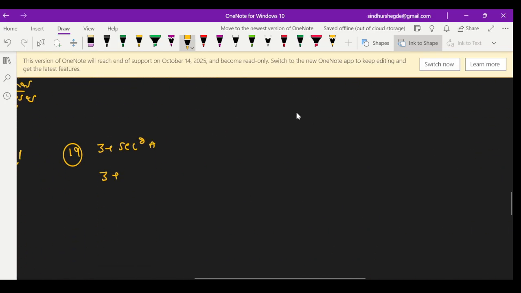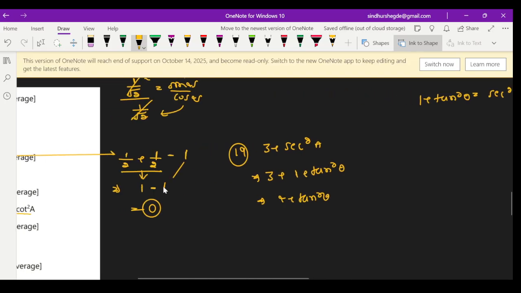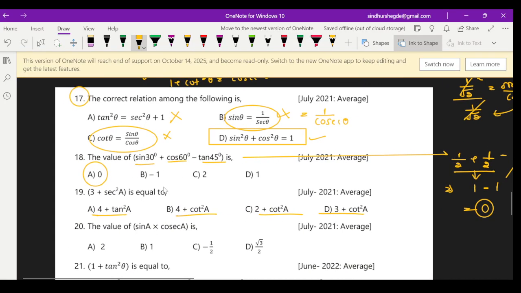So 1 plus tan square theta is equal to secant square theta. So secant square theta is equal to... easily we can put it here, secant square theta we can replace that, because the options are in terms of tan, so 4 plus tan square theta. 3 plus secant square A is equal to, instead of A I have used theta, so don't get confused. So 4 plus tan square A, this is the correct answer.